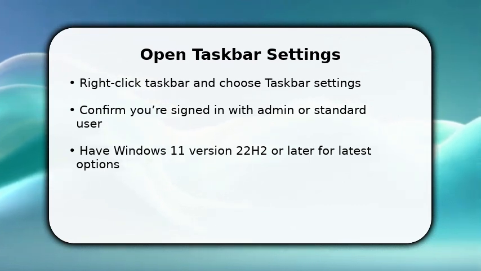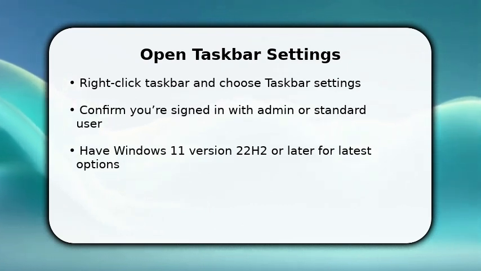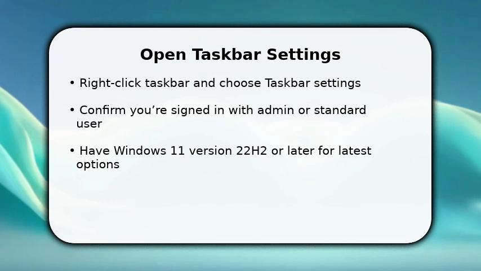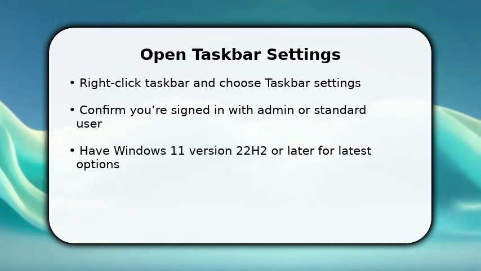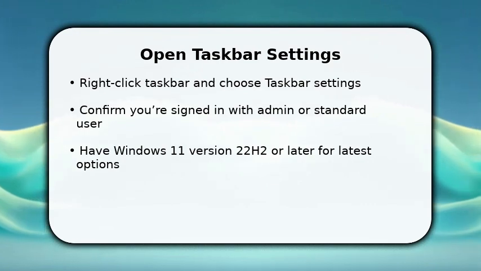Once done, make sure Windows is up to date because newer builds add toggles for corner overflow and chat. If you're on a standard account, most options still work. Admin rights aren't required for visibility changes. Follow the visible sections, labeled Taskbar Items and Taskbar Corner Overflow, to begin configuring what shows on screen.